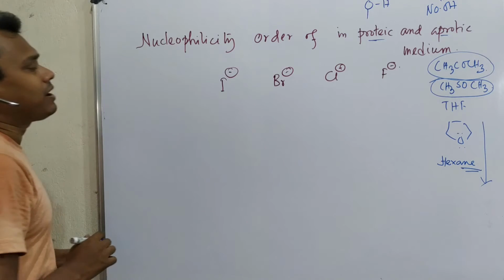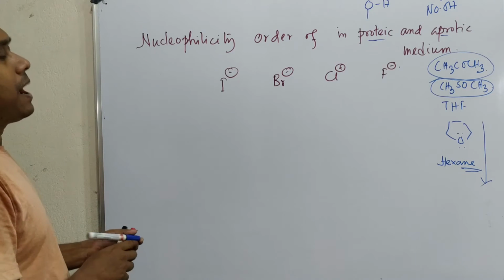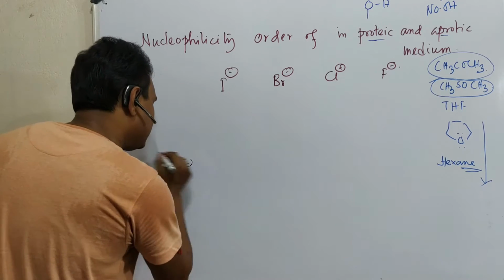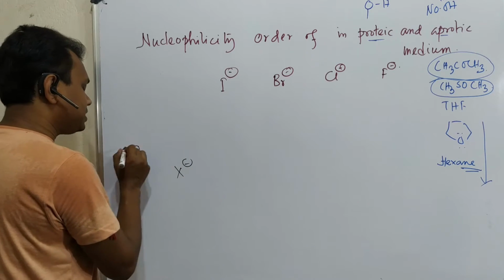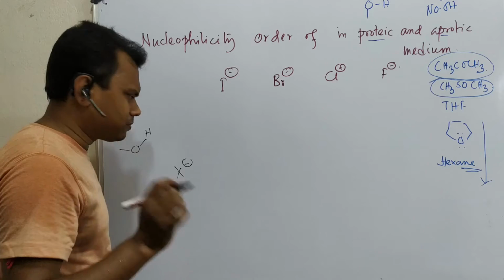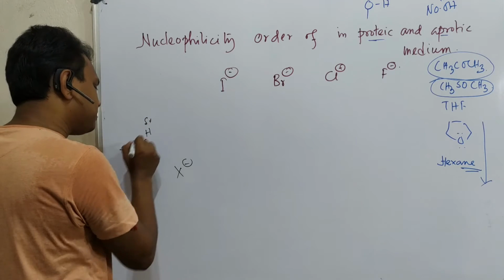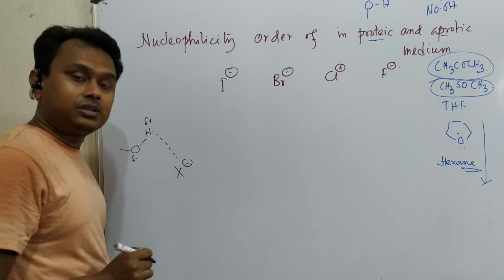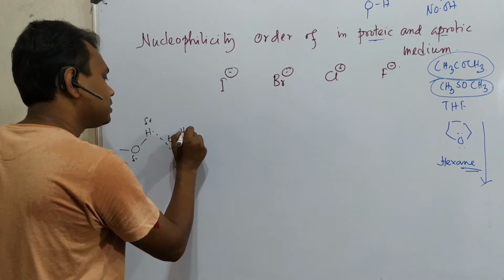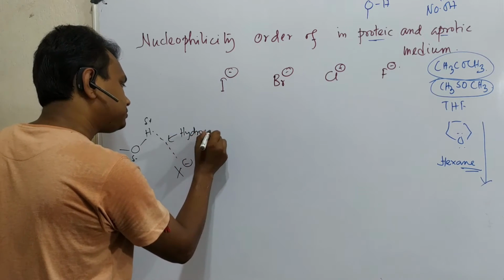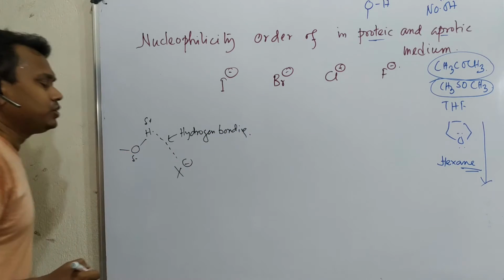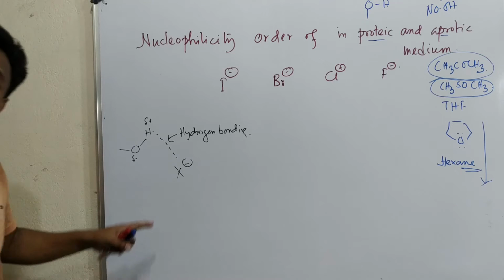Now, the question: what happens in the case of protic and aprotic? Let's discuss X minus, and you are doing the reaction in alcohol or similar polar protic solvents. So this is delta plus, this is delta minus. This stabilizes the anion through hydrogen bonding. I am showing one example of hydrogen bonding here, but many hydrogen bonds are possible.